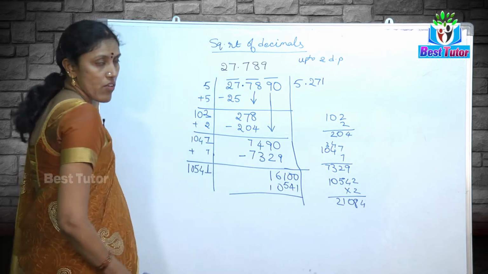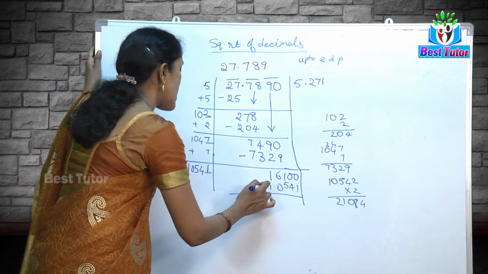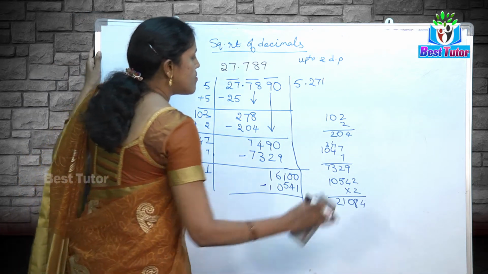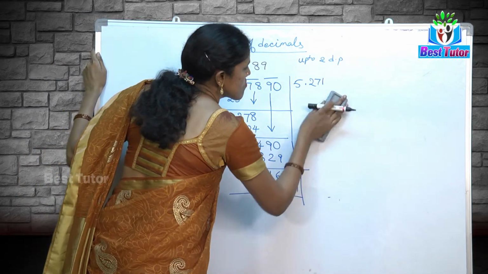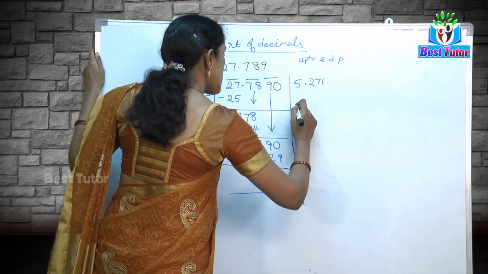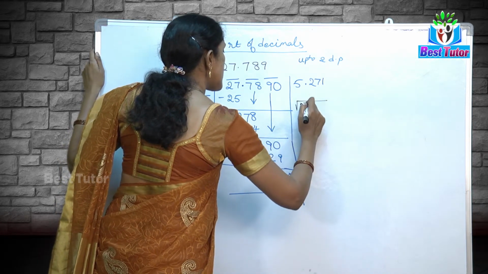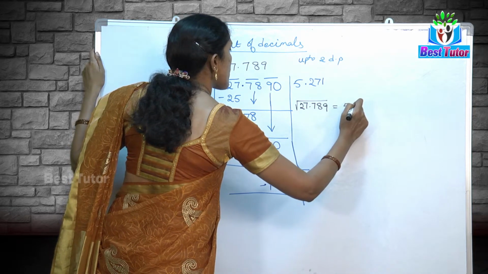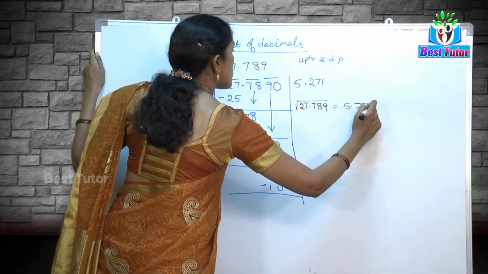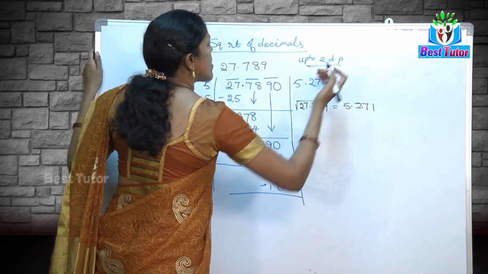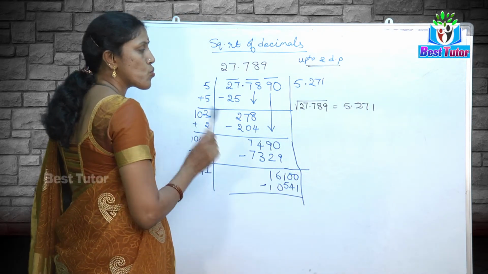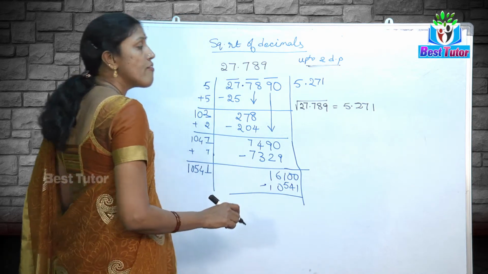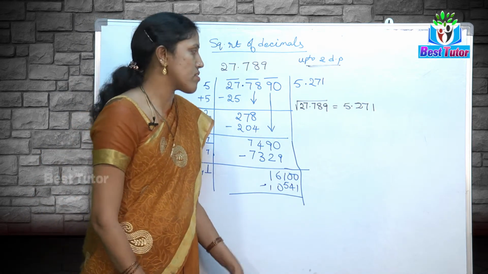The procedure continues. Even if we subtract and continue, the procedure continues. Now square root of 27.789 is 5.271. But here we are required to find the square root up to 2 decimal places. We found it out till 3 decimal places. Now we need to round it off to 2 decimal places.